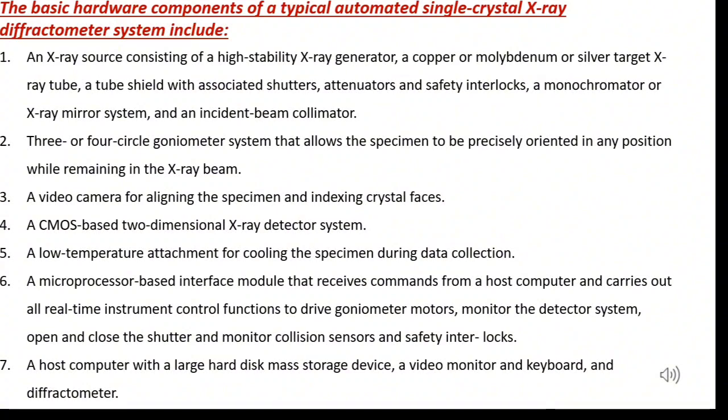2. A 3 or 4 circle goniometer system that allows the specimen to be precisely oriented in any position while remaining in the X-ray beam. 3. A video camera for aligning the specimen and indexing crystal faces. 4. A CMOS-based two-dimensional X-ray detector system, with a low temperature attachment for cooling the specimen during data collection.